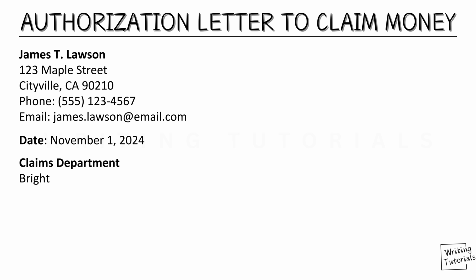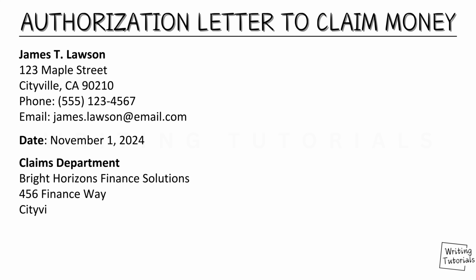Addressing the letter to the company. Next, we're going to add the company's information. You'll need to include the name and address of the company or department where the money will be claimed. In this example, we're writing to the Claims Department at a fictional company, Bright Horizons Finance Solutions, 456 Finance Way, Cityville, CA 90210.